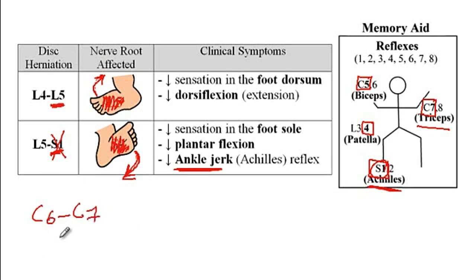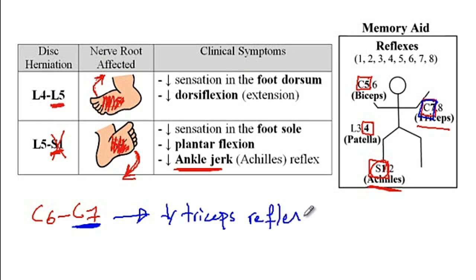And then one final point I would like to add is the C6, C7 disc herniation. So I'm going to ask you this question: what nerve root will be affected by the C6, C7 disc herniation? And the answer is C7 nerve root. Now C7 nerve root is required for the triceps reflex. So therefore with the C6, C7 disc herniation, there would be decreased triceps reflex. And then given that C7 is also required for forearm extension, it will also cause decreased forearm extension.